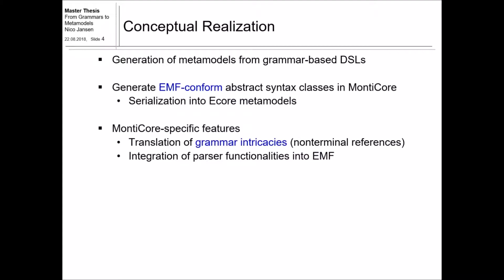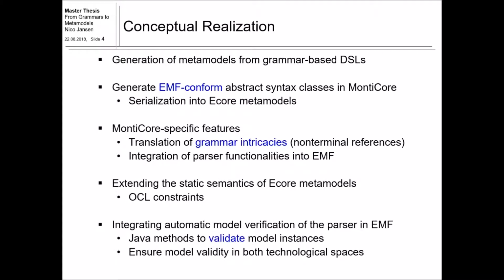Important is the correct translation of MontiCore-specific features, for example grammar intricacies such as nonterminal references. MontiCore also generates a parser to process the textual models. Additionally, this parser performs a syntactical validation of these models. Since there is no parser available on the EMF side, we need to integrate this validation functionality into the Ecore metamodel as well. Therefore, we extend the static semantics of the corresponding metamodel. Here, we use for example OCL constraints, since EMF supports OCL to enrich the metamodel with further information.